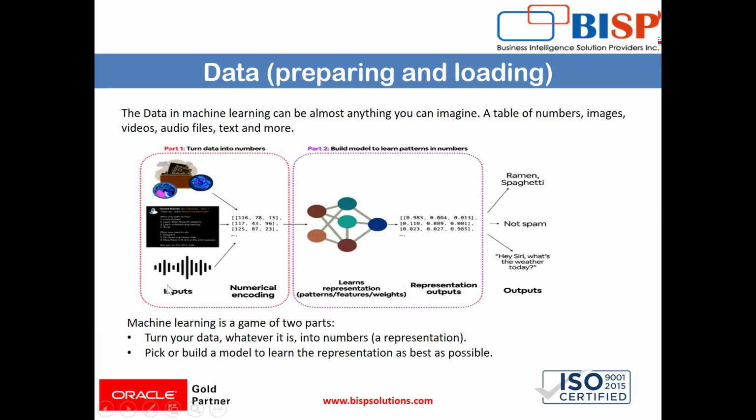Now look at this. The data in machine learning can be almost anything you can imagine. A table of numbers, images, right? For example, if I recorded my voice and give it to the machine learning program, it will be converted into a tensor, that is an array, right? This is called numerical encoding. Look at this here. And after that, it learns a representation. That means how it is learning, so it turns into the trained model. Then after that, the output is generated.